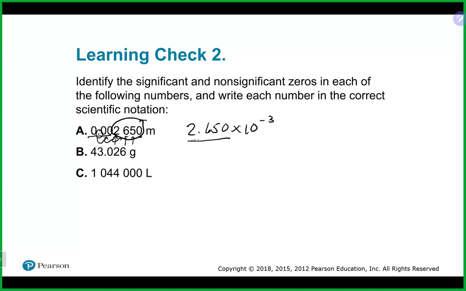Going to the next one, how many significant figures does it have? Yeah, all of them are significant, right? Starting to count here, everybody's significant. We just need to go one place to the left in this case, giving us 4.3026 times 10 to the 1. Big number, right? Positive exponent. Again, all of these are significant, matching the number of significant figures, 5 in each of them. Any questions on that one?